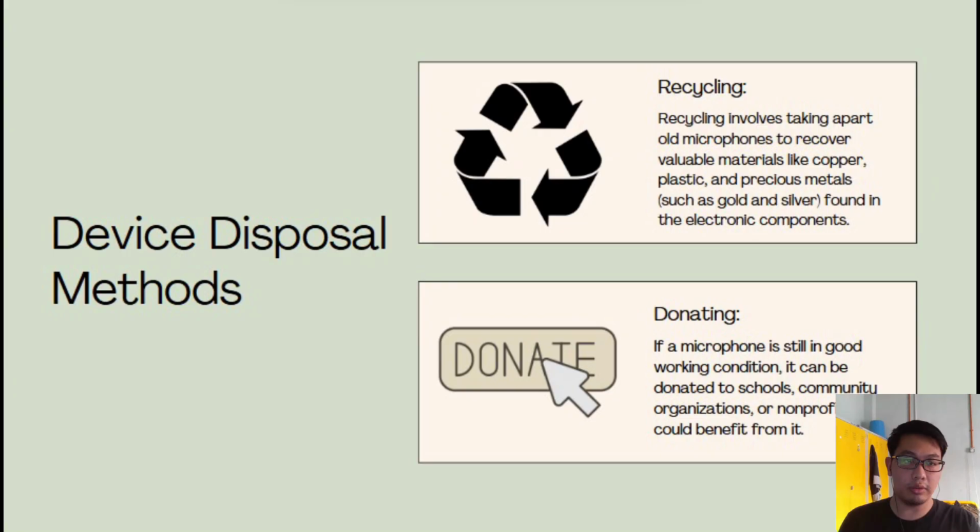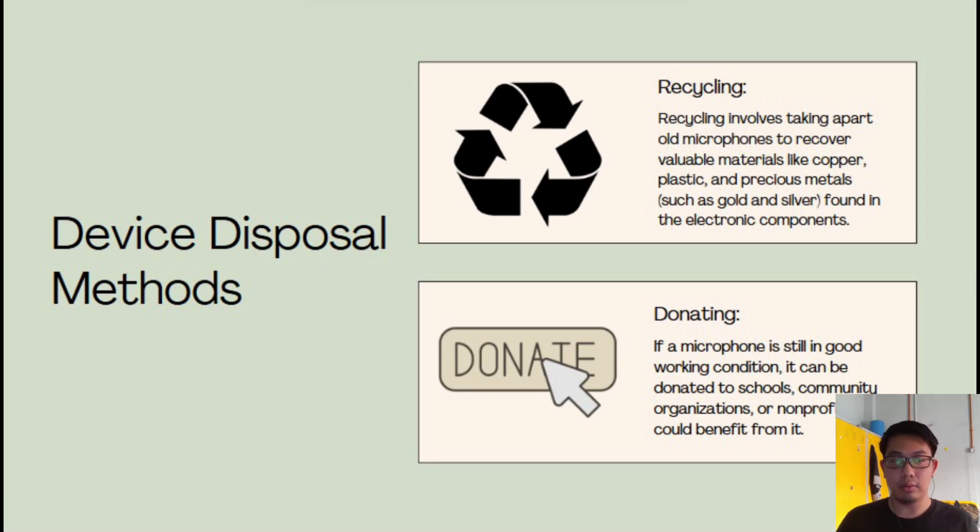Here the slide shows how we can mitigate this with microphone equipment. One of the ways is through recycling, because let's say a microphone can no longer work. A microphone contains many valuable materials like copper wire, plastic, and other precious materials such as gold and silver that can be found in electronic components. If they are not reused for other electronic parts, we can break them down to use as gold for electrical circuits, or even copper wire that can be used in other electronics.